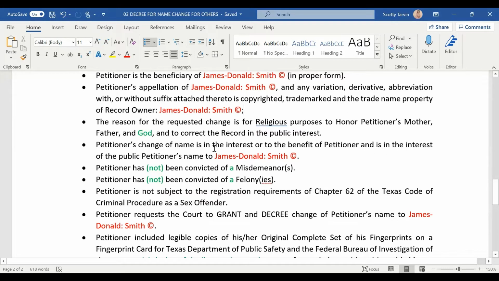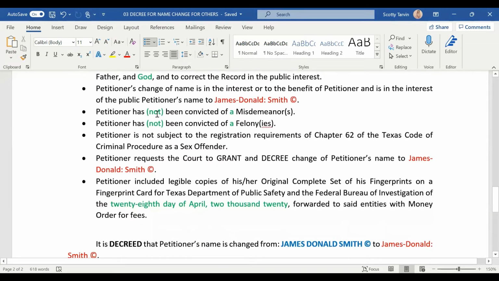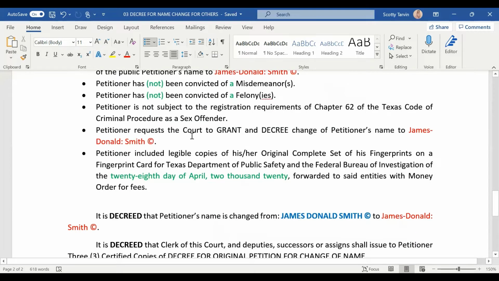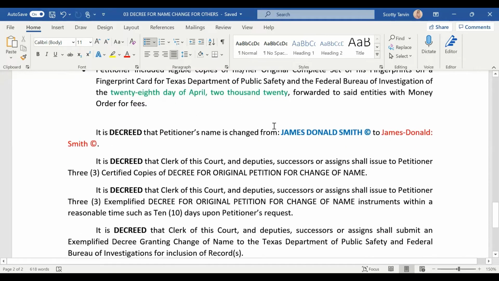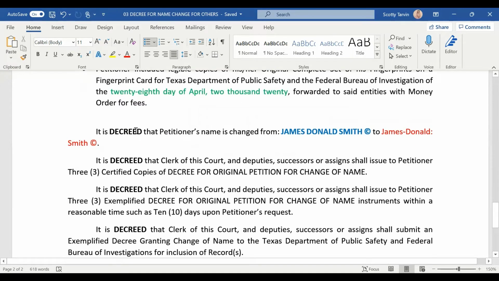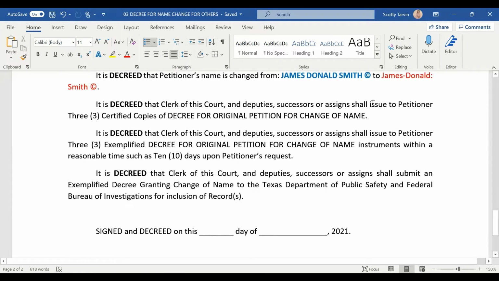Change name, interest. Of course, the green, take that out. And here's the decree. The name is changed from to. Clerk of the court and deputy successors or assigned shall issue to petitioner 3 certified copies of decree for original petition of change of name. And they never follow this, even though I've jammed them up multiple times. You have to order them and pay for them, which is no big deal. They're cheap.